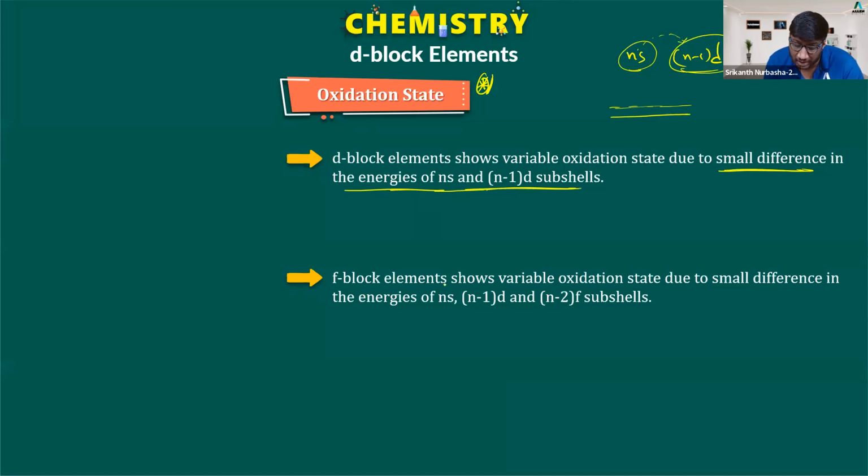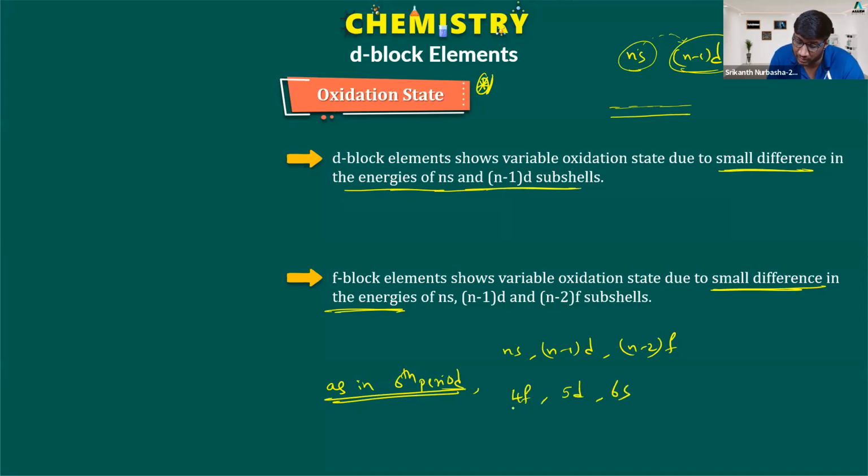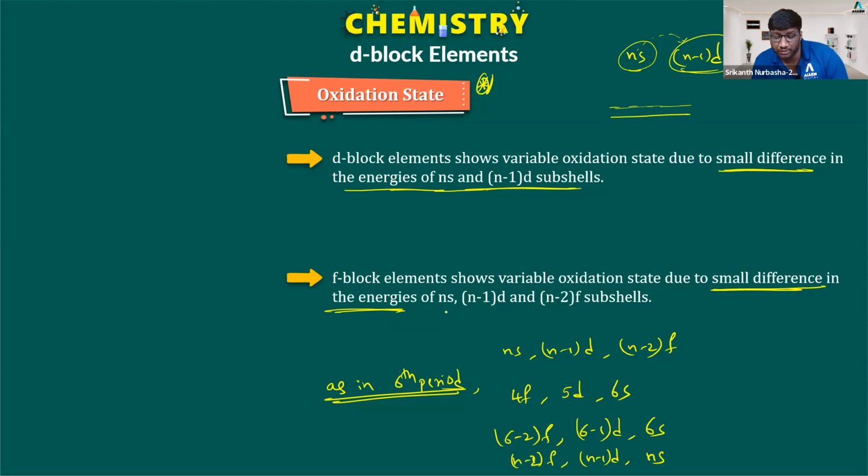Whereas the f block elements show variable oxidation states due to small difference in the energies of ns, (n-1)d and (n-2)f. Because if you consider the sixth period, what elements are filled? 4f filled, 5d filled and 6s filled. 4f means 6 minus 2, f. 5d means 6 minus 1, d. 6s means ns. You can say (n-2)f, (n-1)d, ns. Yes or no? So the f block elements show variable oxidation states due to small energy difference in the energies of ns, (n-1)d and (n-2)f subshells. And d block elements show variable oxidation states due to the small energy difference between ns and (n-1)d subshells. Clear or not?